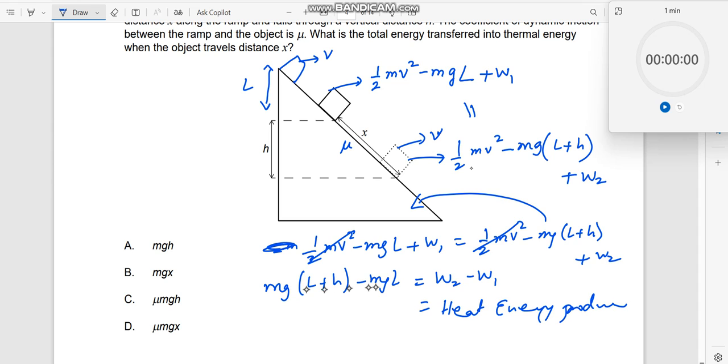And now if I simplify this one, what will happen? mg into L plus h minus mgL, this should now be equal to mgh. Thus the heat energy produced is equal to mgh, right? So option is E. Okay, let us move on to the next one.